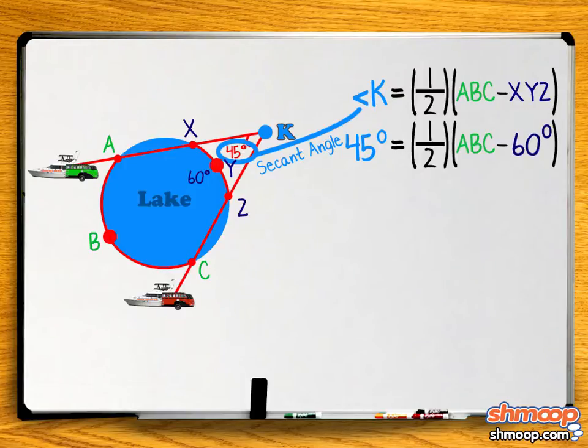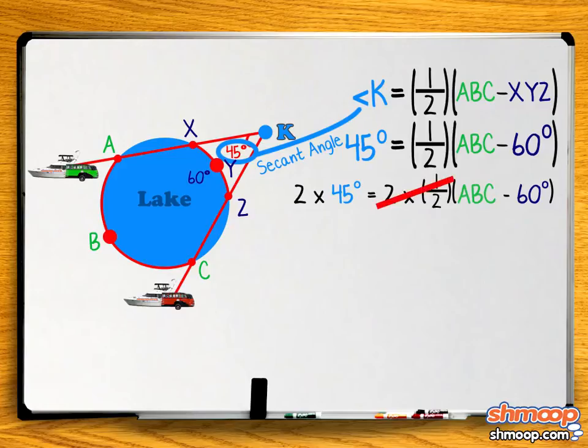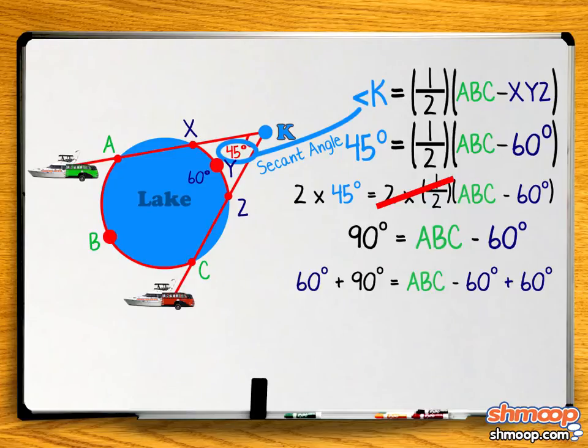Multiply both sides of the equation by 2 to cancel out the half on the right side. 45 times 2 equals 90, so you get 90 degrees on the left side equals arc ABC minus 60 degrees. Add 60 degrees to both sides of the equation and we have the solution. Arc ABC should be 150 degrees if the experiment goes as intended.